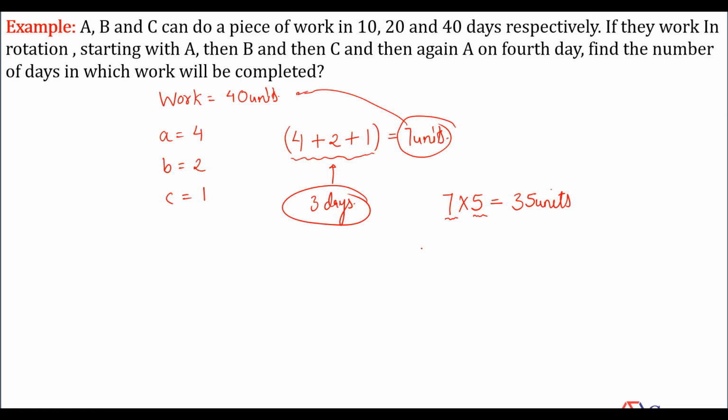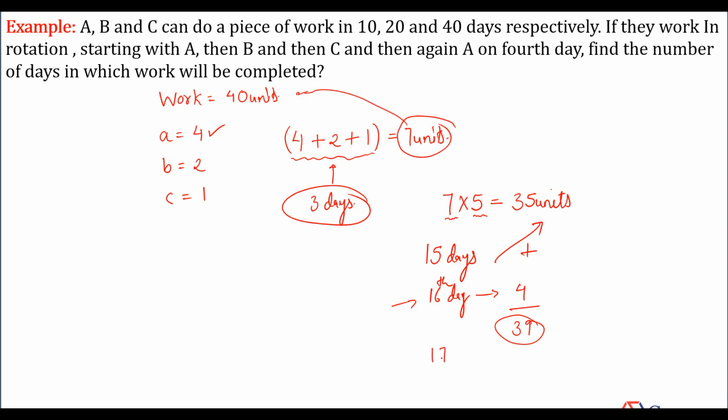And how many days have already passed? One cycle is of 3 days and I'm going to count 5 such cycles. That means in 15 days, they've already finished how many units? 35. On the 16th day, whose turn is it now? A will come and he'll do how many units? 4. So this 4 should be added to 35. That makes 39. So by the end of the 16th day, they must have finished 39 units. Still one more unit to go.